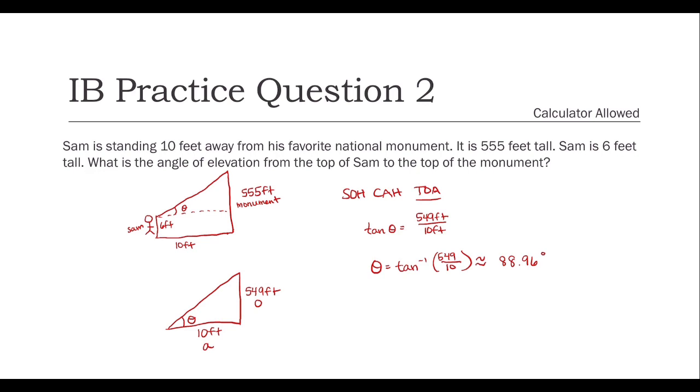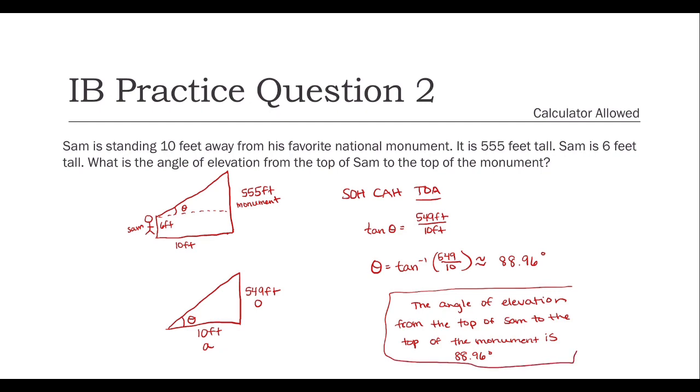Because he's standing so close, he has to look up really high, almost to 90 degrees, to be able to see the top of the monument. So for your answer, we'll say the angle of elevation from the top of Sam to the top of the monument is 88.96 degrees. And that is your answer to this problem.